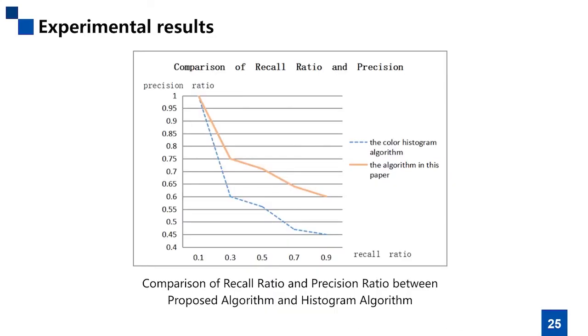The precision ratio and recall ratio curves of the two image retrieval algorithms in the ORL face library are shown in the figure. It can be seen from the figure that under the same recall rate, the precision of the algorithm in this paper is obviously higher than that of the color histogram retrieval algorithm.